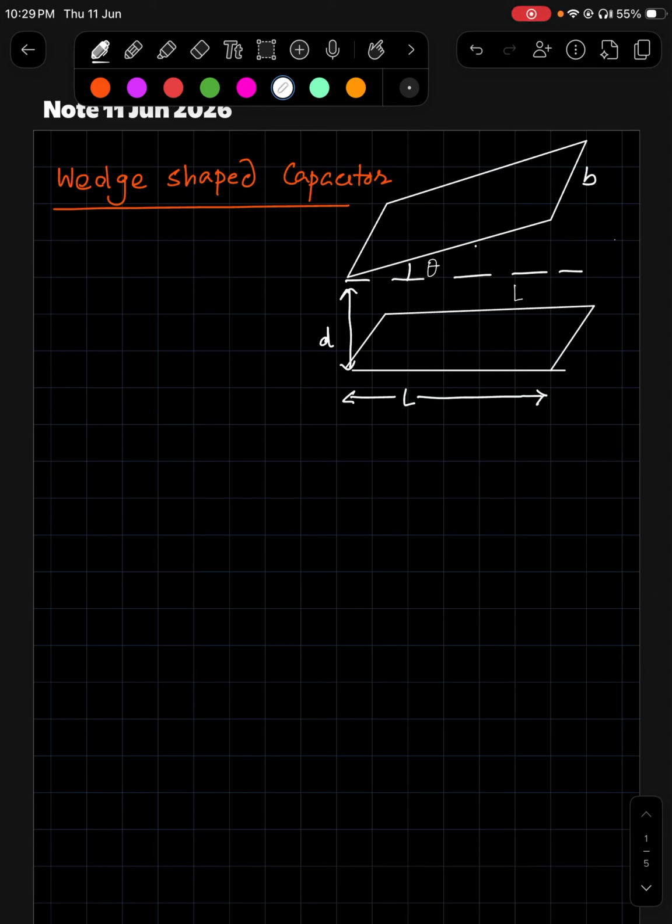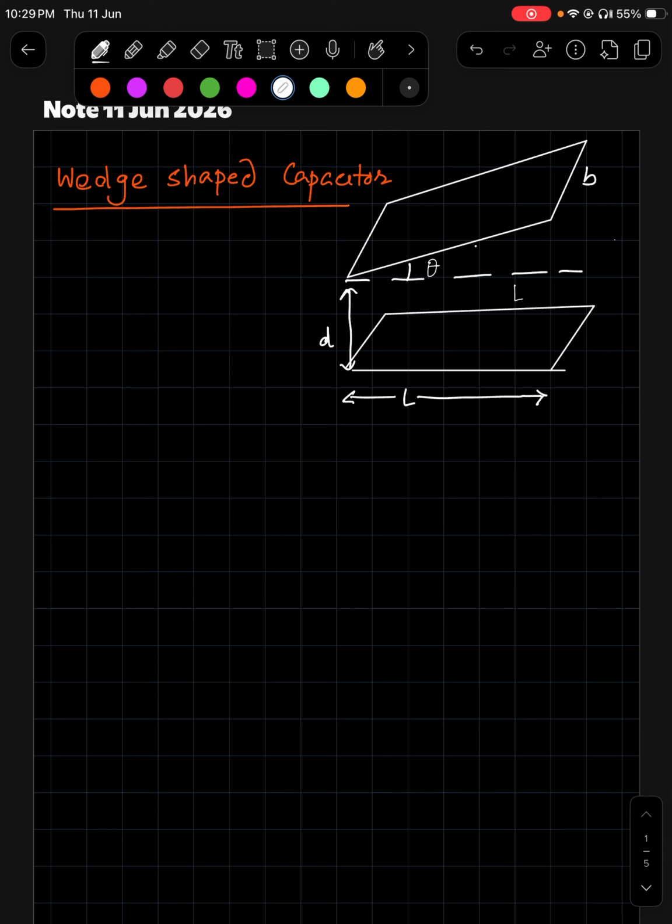Okay, so here we are going to discuss the capacitance of a wedge-shaped capacitor. It is a particular problem which is actually present in our competitive exam zone. So we have to find a way to get the capacitance when the two plates are not parallel.